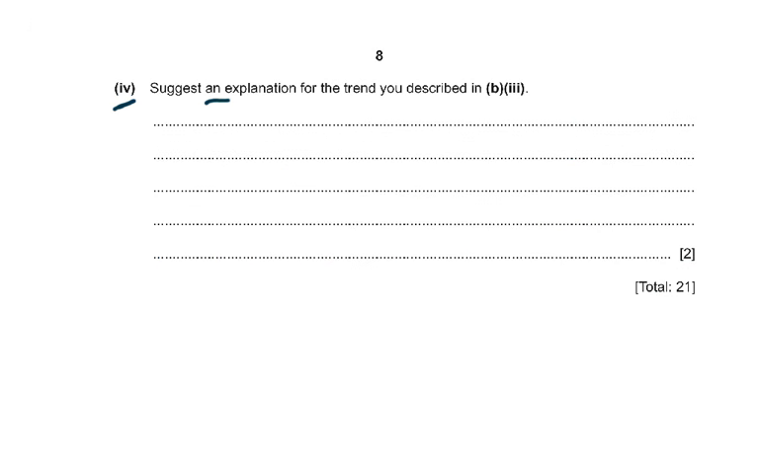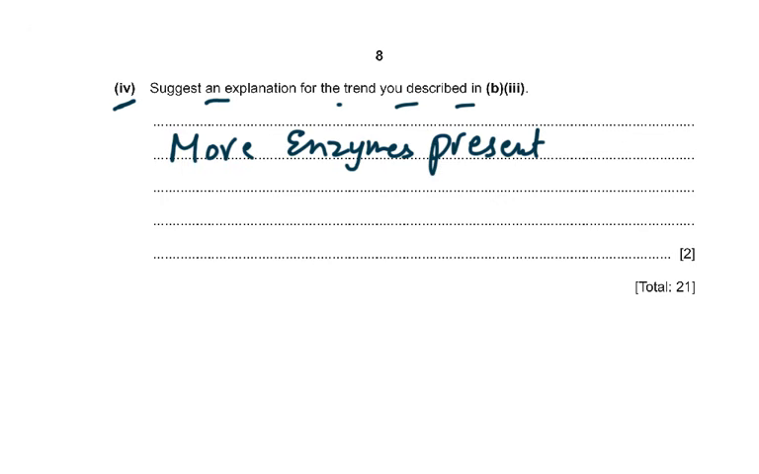Last part, suggest an explanation for the trend. Why is the enzyme activity increasing as the enzyme concentration is increasing? What does enzyme concentration mean? More enzymes present. If we say 10%, then we say 40% enzyme. So that means 10 active sites means 40 active sites. So more enzymes present. When the concentration increases it means more enzymes present, which means more active sites.